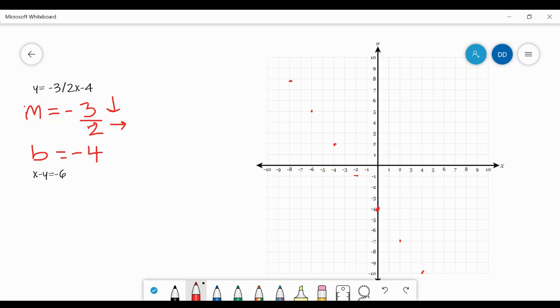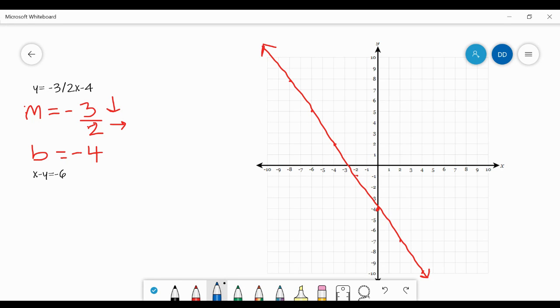Okay. From there, we're going to connect our points with a straight line. And don't forget your arrows. Okay. So that's how we graphed the first one. We were able to do it like that because the y was by itself. But the second equation, the y is not by itself. So we have to get that y by itself.